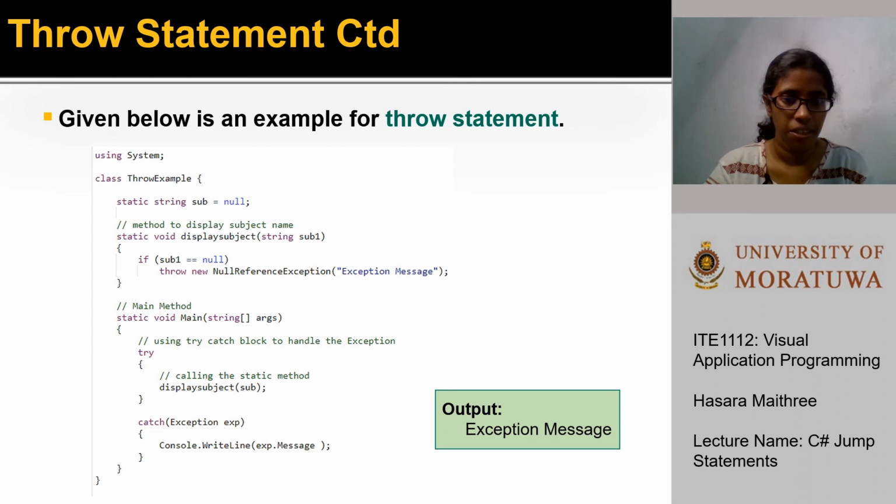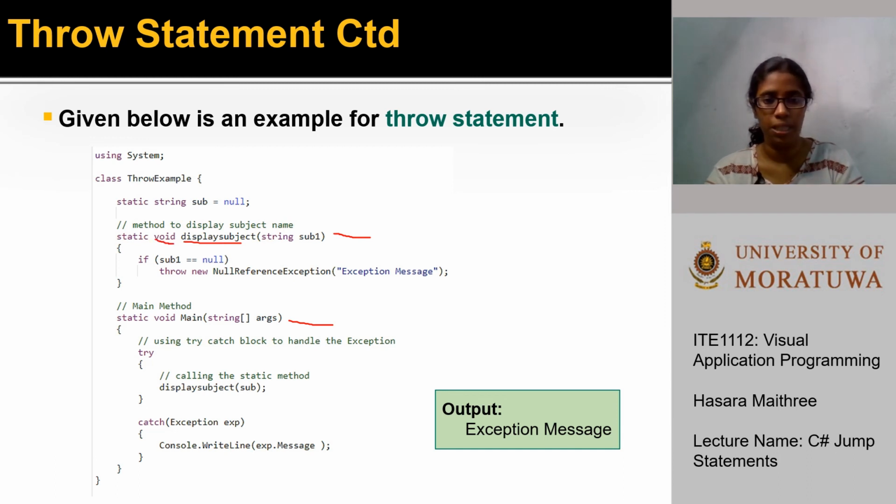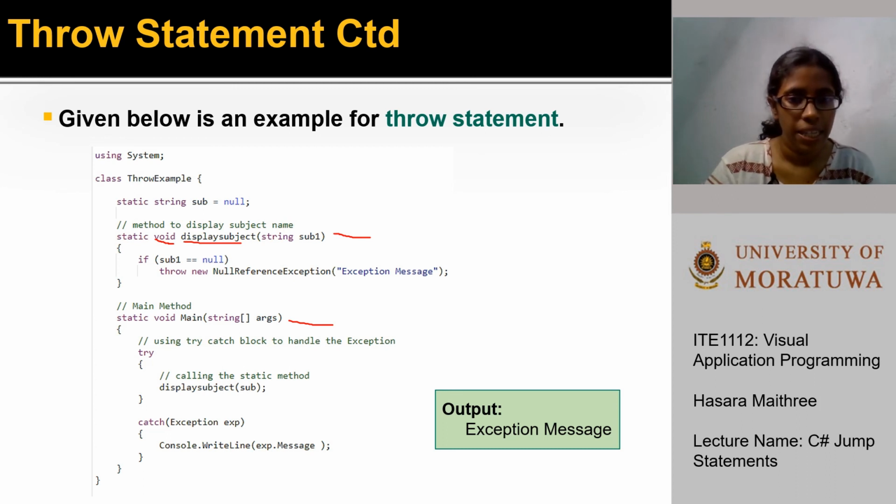Here you can see that we have the main method where the program flow control starts, and we have another method called display subject, and you can see its return type is void, which means that this method won't be returning any value, and it takes one input parameter sub1. Let's see what this method does. And first of all, you can see that a string sub is initialized to null.